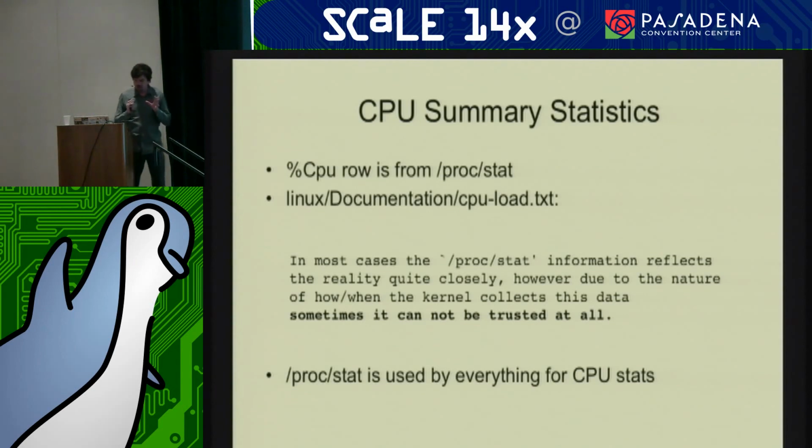From cpu-load.txt in the Linux source code, it says /proc/stat, which is what's giving us that summary, sometimes it cannot be trusted at all. And that's in the kernel source code. It's like, well, that's interesting. Good thing we don't use it for anything. No, actually, we use this for everything. All the performance monitoring products read /proc/stat and get the information from there. Fortunately, it's not that broken, but it can sometimes be a little bit misleading or just flat out wrong. Both of those values can't be right.